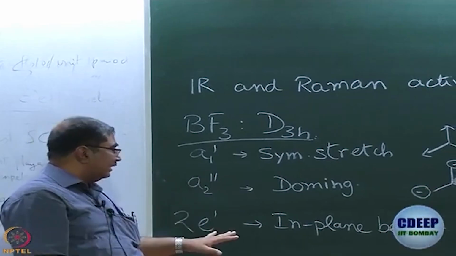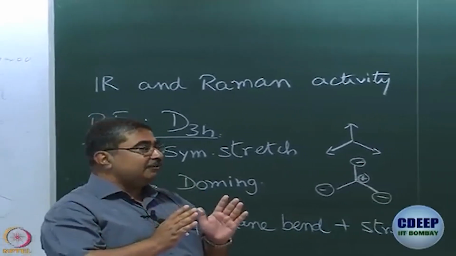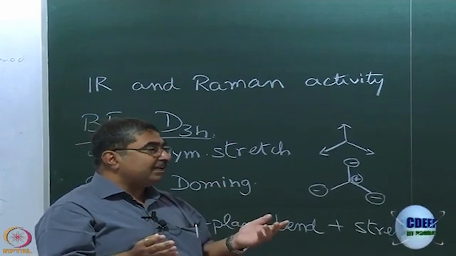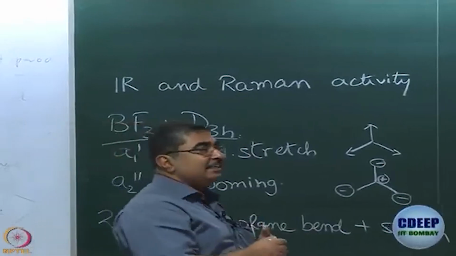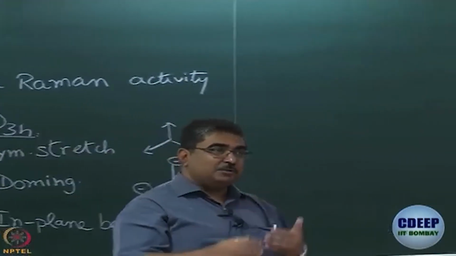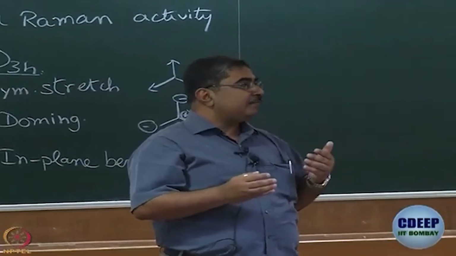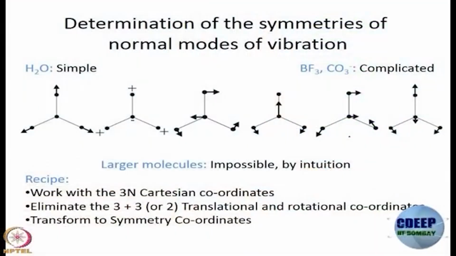We had only E dash. But then in E dash, it is not possible for us to say that we have one pair of E dash that is only stretch and one pair of E dash that is only bend. We cannot say that. Okay, it is a mixture. How do you find the coefficient of mixing? That is something that is beyond the scope of this course, unfortunately. That is done using Wilson's FG matrix method, and once you do that, you can actually draw diagrams like this. You might remember we had shown you the pictures of the normal modes. Now you see, this is a symmetric stretch A1 dash.